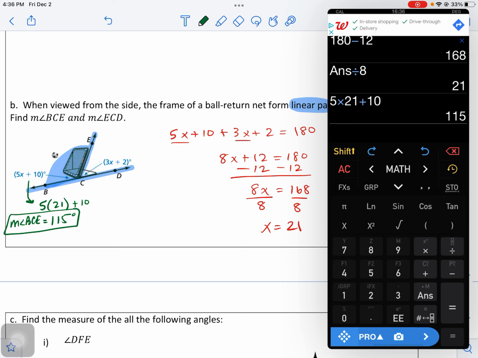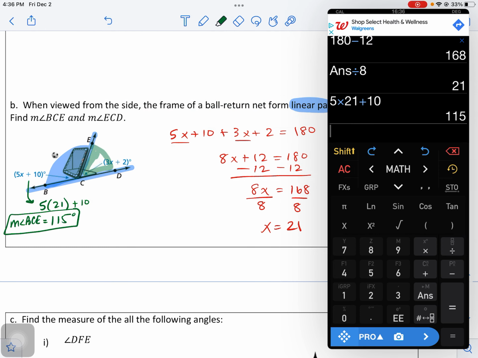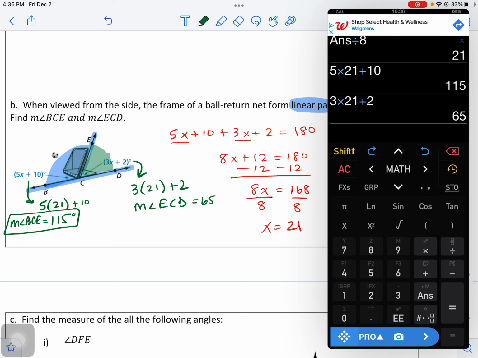Then I'm going to plug in, because it also asked me to find ECD. ECD is this angle in here. So we're going to take this and we're going to plug in our 21, which is our value for x. So 3 times 21 plus 2. The measure of angle ECD is equal to 65 degrees. And that's that problem.